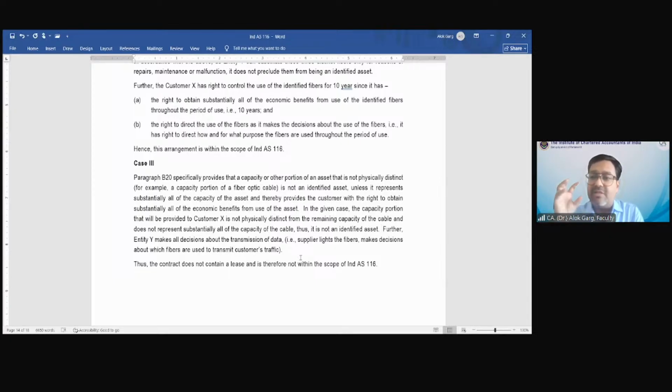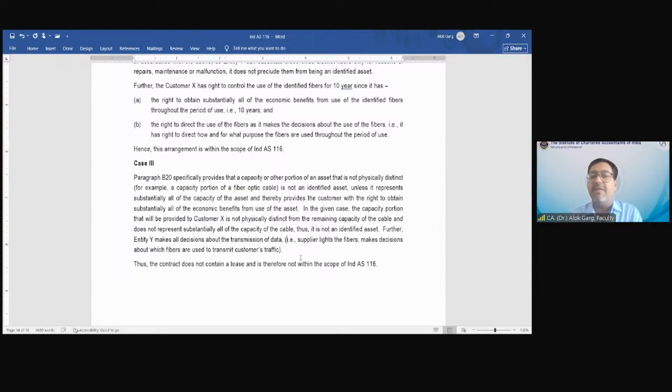Within the larger cable, बड़े बड़े केबल 3 नहीं है, वो केबल के अंदर ना बहुत सारे पोर्ट्स होते हैं, केबल के अंदर भी बहुत सारे जैसे पेयर्स होते हैं, उन पेयर में से 3 पेयर जो है वो Entity X is using, right? So Entity X is not using the full capacity of one cable itself, right? उस एक केबल के अंदर मल्टीपल है, उस मल्टीपल में से 3 यूज हो रहे हैं, ओके, and hence it is not considered as an identified asset.